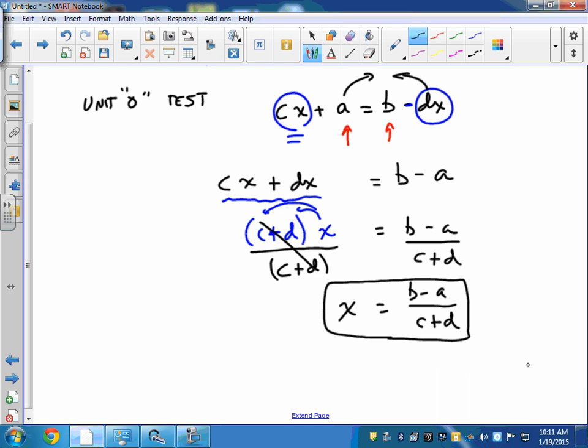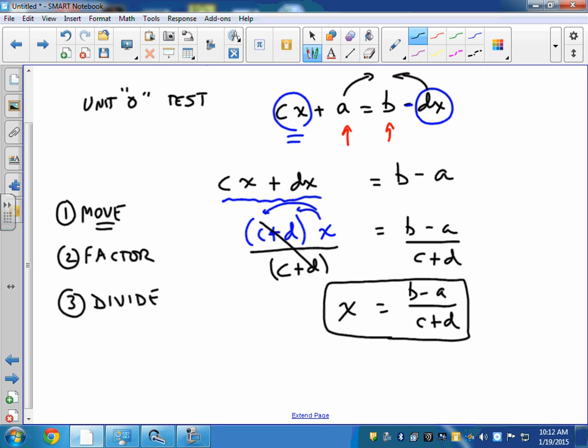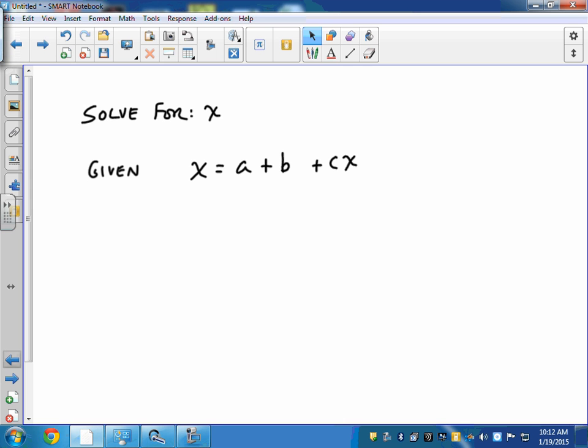The three steps, you're thinking, are: you move all the terms that have what you're looking for to one side. You factor out the thing that you're solving for, in this case the x. And the third step would be to divide by the coefficient of what you're looking for. In this case, we divided by c plus d. Okay, let me show you a couple of equations that sort of fit this pattern.